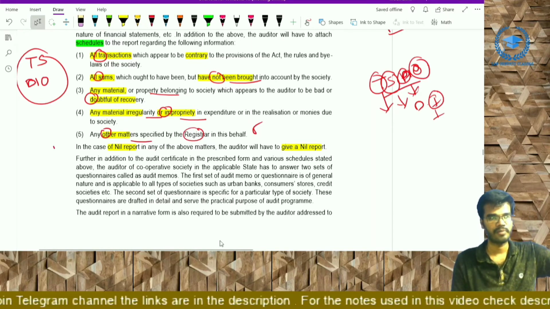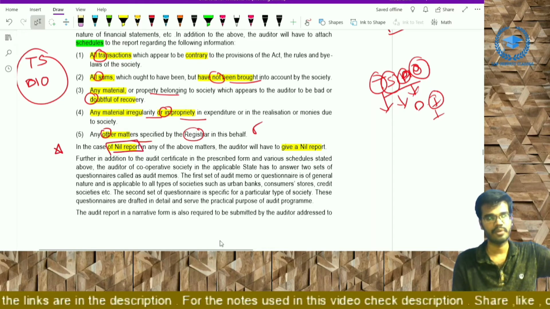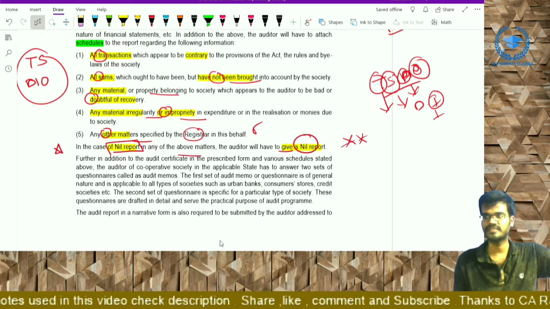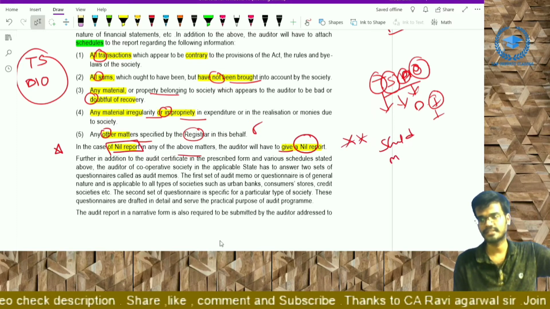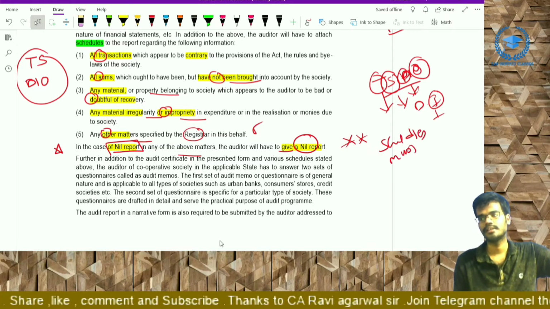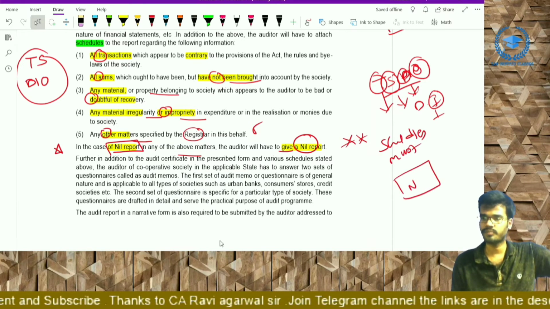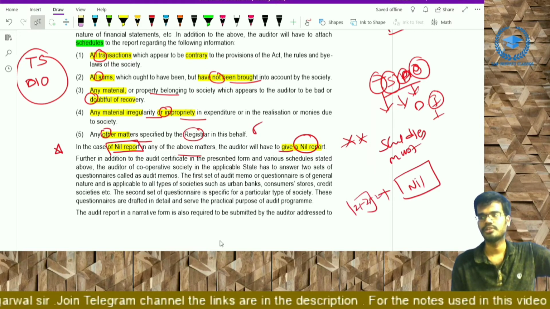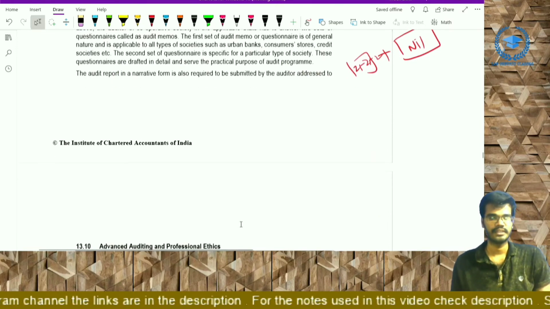right? Here one important point is, if there is a nil report in any of the matters, the auditor has to give a nil report. The report is confirmed, means the schedules are a must, right? Even if it is a nil report, the auditor has to attach nil with this 2 plus 2 plus 2 report, right? This is the schedule point.